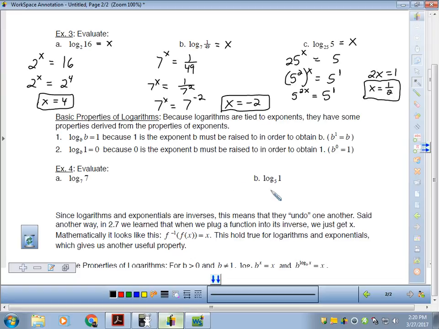So if we apply those properties here, we have log base 7 of 7. These are the same, and so that logarithm is just going to equal 1. Over here, log base 5 of 1. Because this is a 1 inside of here, it's going to equal 0. Pretty straightforward.